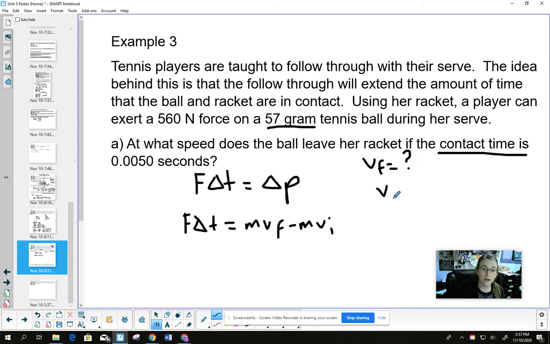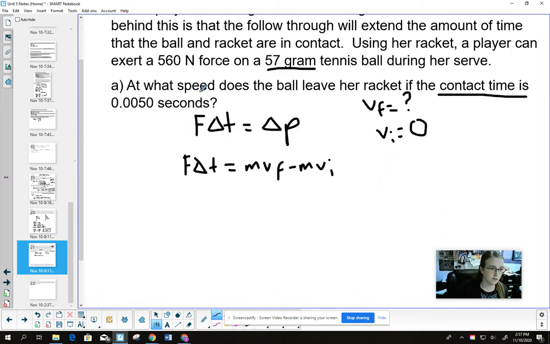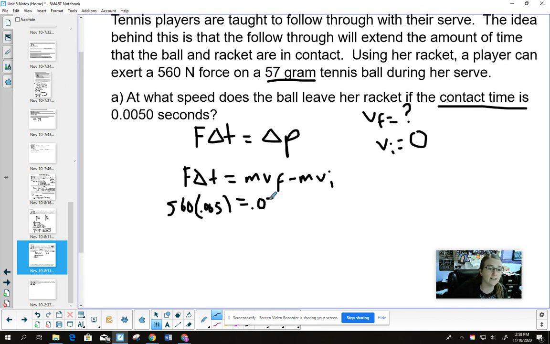And again, we are assuming that for that split second, the ball is at rest right as she makes contact. So we know the force that she can exert, 560 newtons. We know that the time of contact is very quick here, 0.005 equals the mass is going to be 0.057. Again, guys, careful with that. That's grams to kilograms. Move your decimal 3 times. Times, we want to know what speed it's going to leave with. Minus, just for the purpose of plugging in, I'll do this, but 0.057 times 0. It's at rest to start with. So all we got to do is solve.